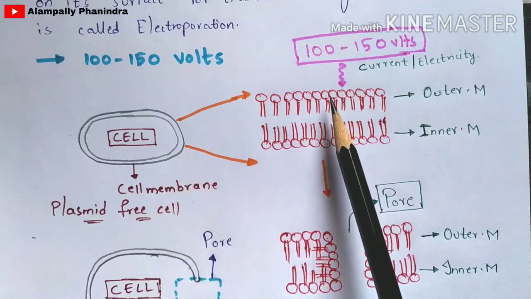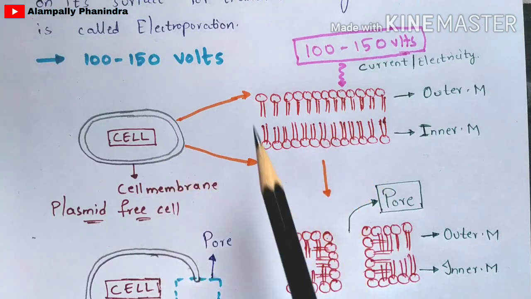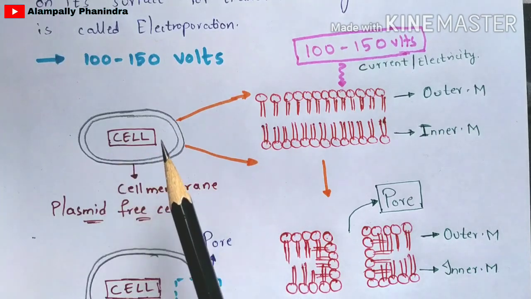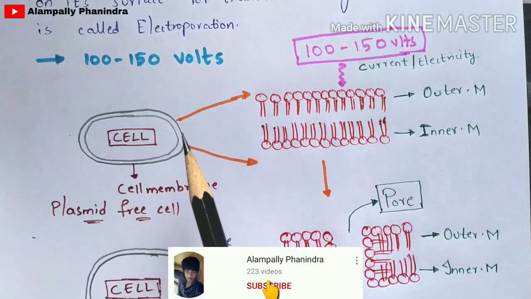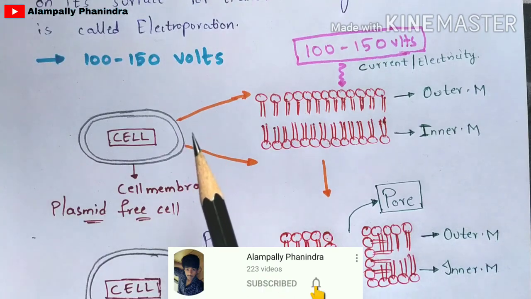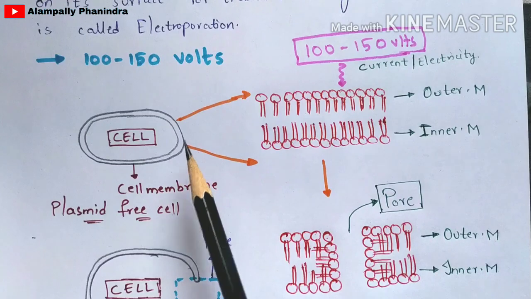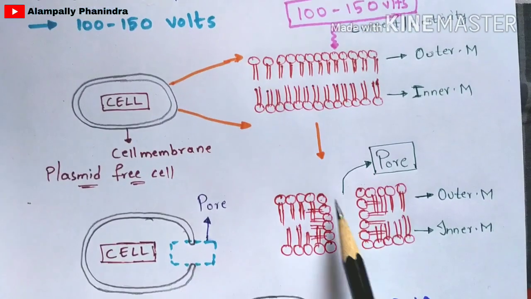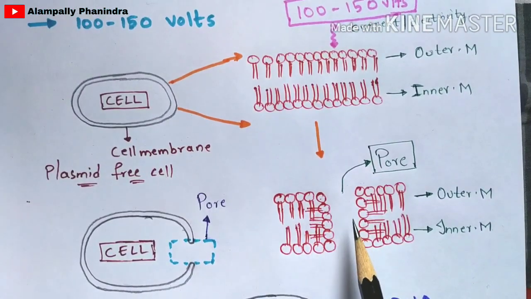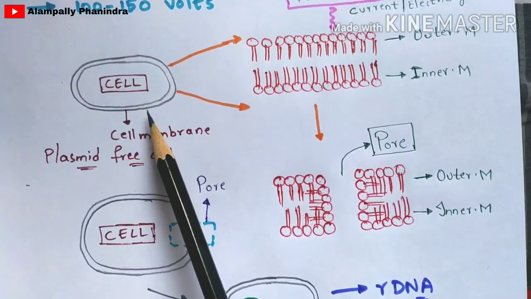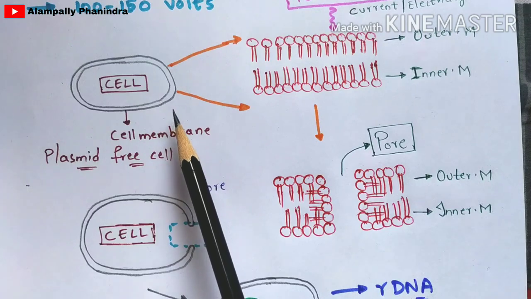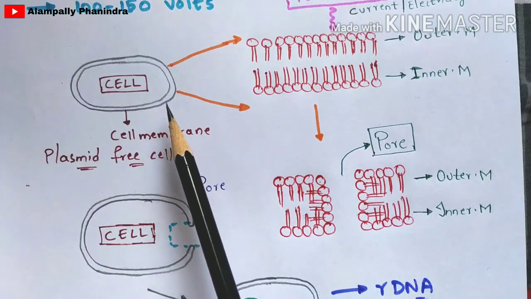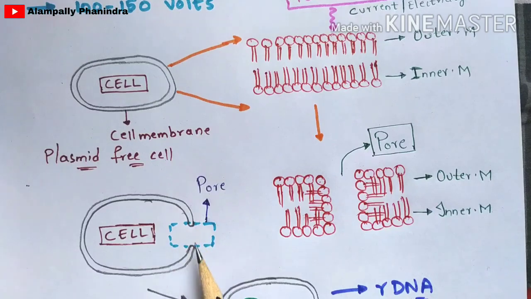Now what happens? Immediately there will be formation of a pore. Firstly, the cell will vibrate, and you are not going to produce this electricity continuously. You are just going to give a small jerk. Once you give a small jerk, the cell will vibrate and form a small pore, and in this way the pore is formed. There will be a small opening on the cell membrane like this. This is the first step: once the electric current of 100 to 150 volts is applied to this cell, the cell membrane immediately forms a pore. There will be an opening in this cell.